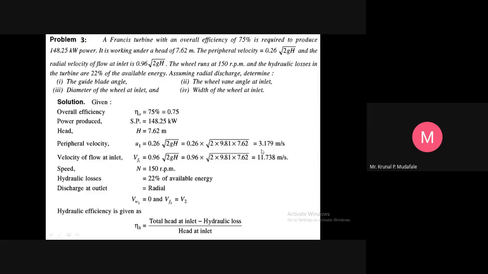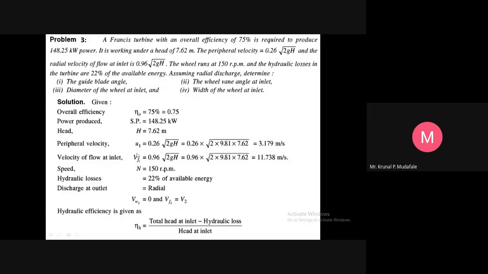So all these velocities must be in meters per second. So then only the 0.26 under root of 2gh. G is 9.81, h is 7.62 meters. Obviously, you should put this in terms of meters, then only your velocity will be in meters per second.